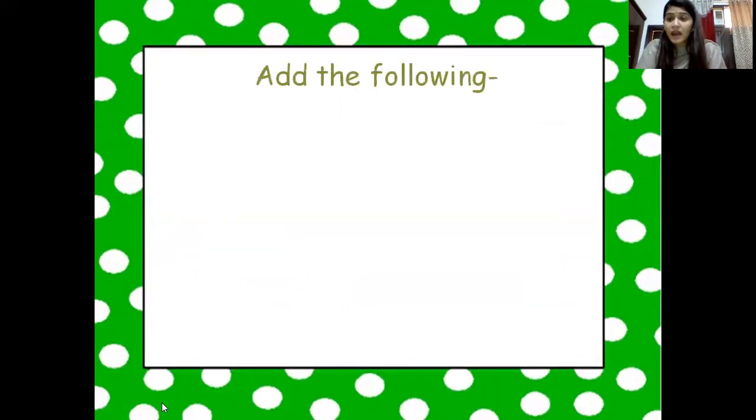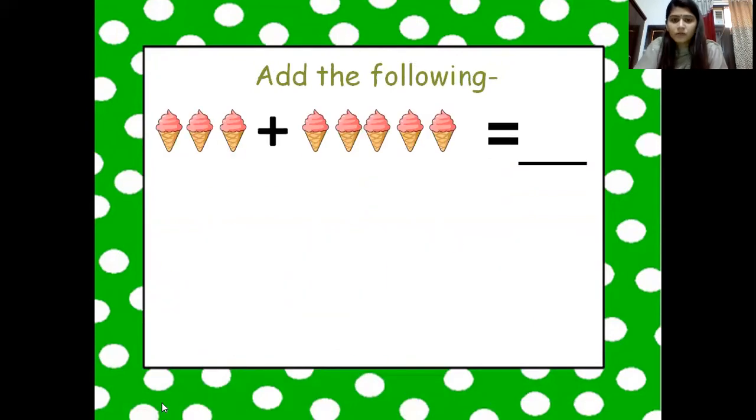Question number 2 is add the following. Again, you have to add the things which are given here. The picture is of ice cream. There are many ice creams. First, 3 ice creams are given and then we need to add 1, 2, 3, 4, 5. So 3 ice creams and 5 ice creams. The answer is 3 plus 5, 5, 6, 7, 8. The answer is 8.